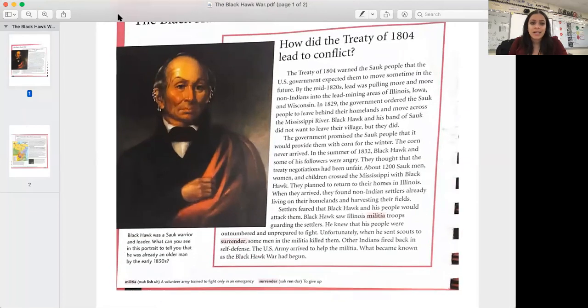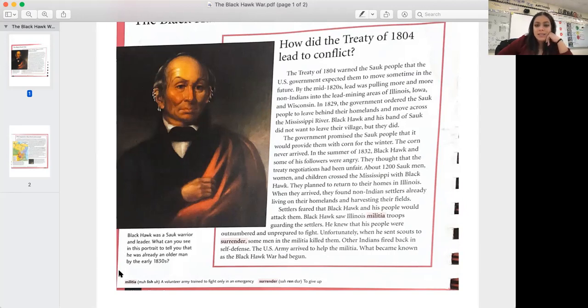Wow, I'm looking at that picture and I'm like, who is that? Oh my goodness, that is Black Hawk. He was a Sauk warrior and leader. What can you see in his portrait to tell you that he was already an older man by the 1830s? Well, I don't mean to be mean, Mr. Black Hawk, but it looks like you're losing your hair a little bit. It looks like he's got some wrinkles on his face too. That helps me determine he's probably an older man.